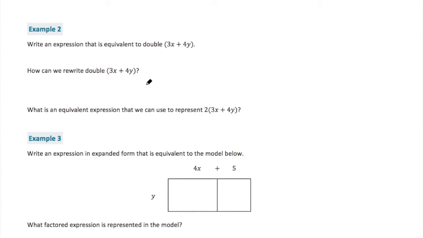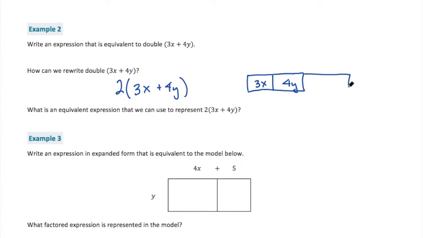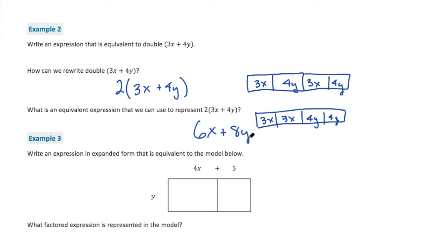So, doubling 3x plus 4y. Well, how do we write that out algebraically? 2 times, in parentheses, 3x plus 4y. Your model for that would look like a block of 3x, a block of 4y, and then another block of 3x and a block of 4y. Now, if we were to rewrite that with the x's grouped together, we'd have 3x, 3x, 4y, 4y, and from combining like terms, you know that these 3x's together make 6x, and the 2 y's together make 8y.